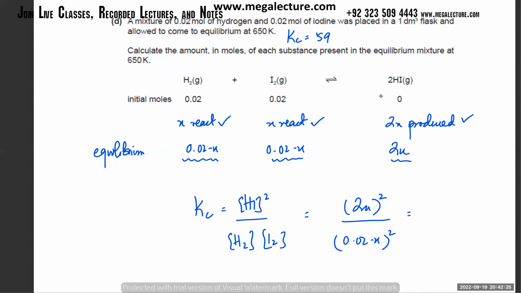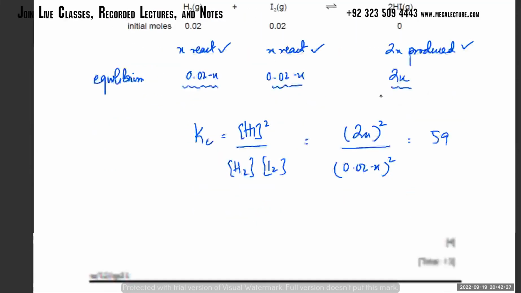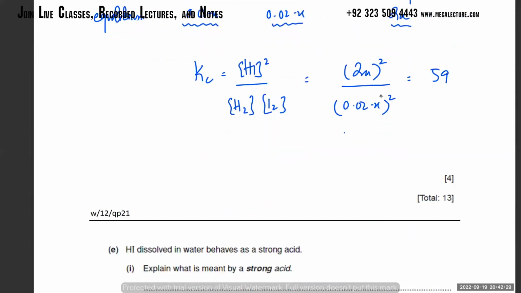Or value क्या? That's 59. I'm going to take the under root. The under root will be 2x divided by 0.02 minus x, and 59 under root. Then I would have to solve it. It's going to be plus 59 under root and minus 59 under root. Then I would have to solve this. So क्या बनेगा? It's going to be 2x is equal to 0.02 plus के साथ times 59 under root.